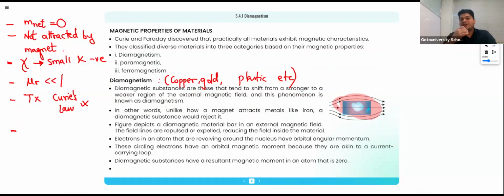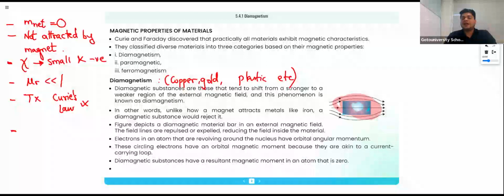Third property, magnetic susceptibility will be small and negative. Fourth property, relative permeability will be slightly less than 1. Fifth property, it will not depend on temperature. That means Curie's law will not be obeyed.